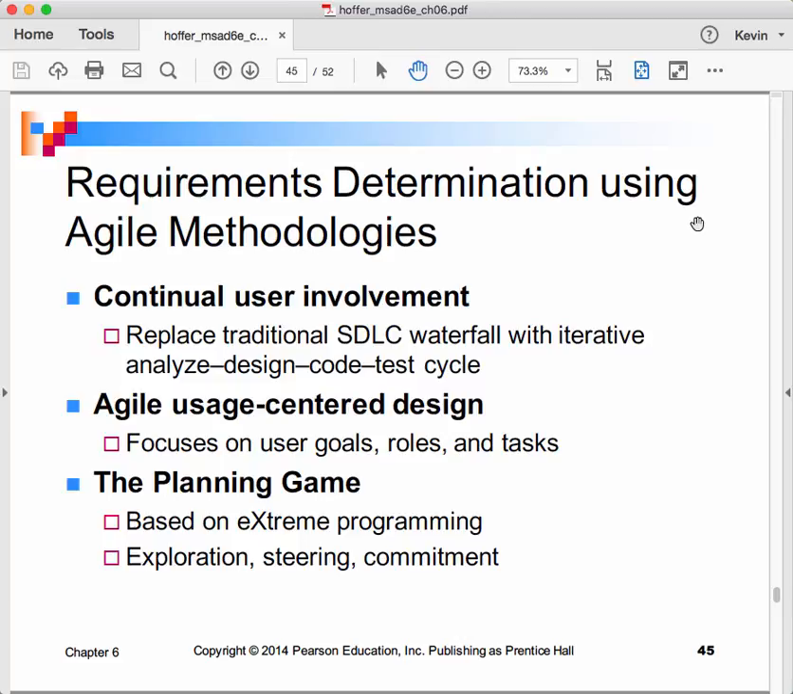Okay, it wouldn't be a good discussion of requirements determination if we didn't talk about Agile. So let's talk about the key differences between the historical kind of waterfall approach to requirements analysis and gathering and the Agile approach. In the traditional approach, we have this idea that we can gather all the requirements up front in detail. And it's only after we've gathered all of them and we've documented all of them that we're going to begin to build the solution.